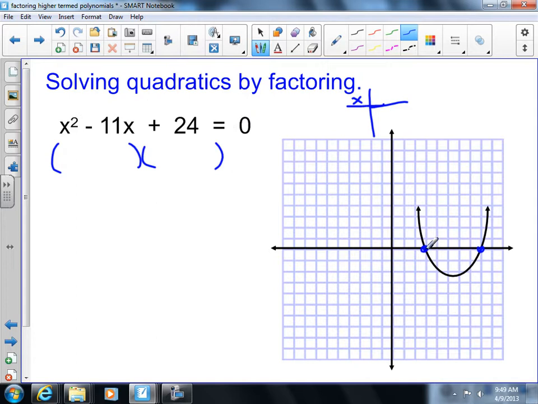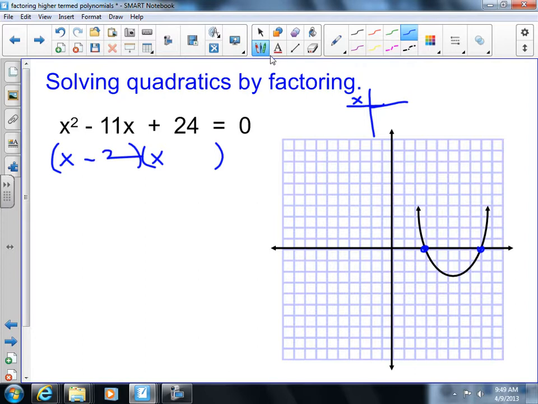Would you agree? Remember your ordered pair, this looks like it's maybe about 3, 0. That one's 3, 4, 5, 6. Is that 8, 0? Okay, so the y is always 0. So when we factor this out, let's go ahead and do that like we've been working on. What do you think your last two terms are going to be? They must multiply to be 24, add together to be a negative 11.